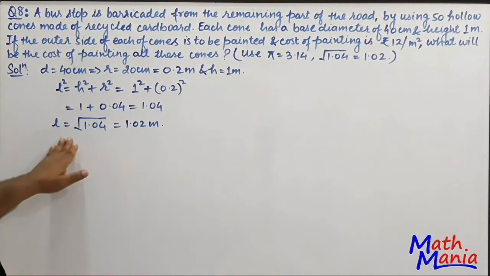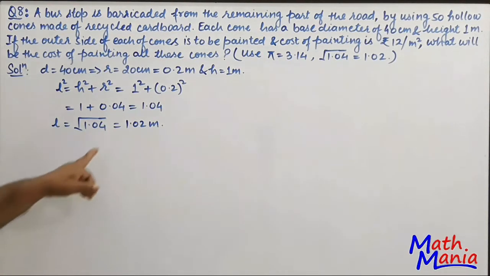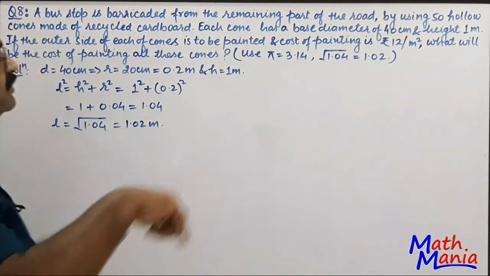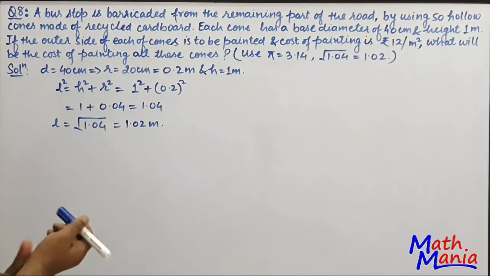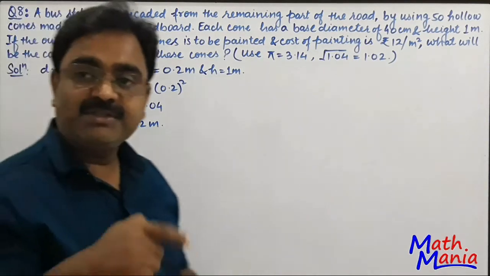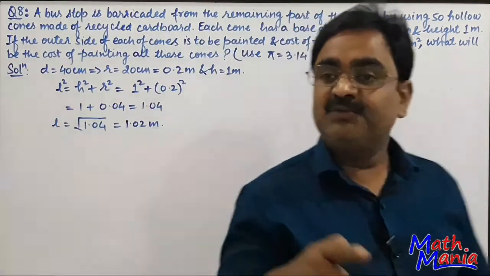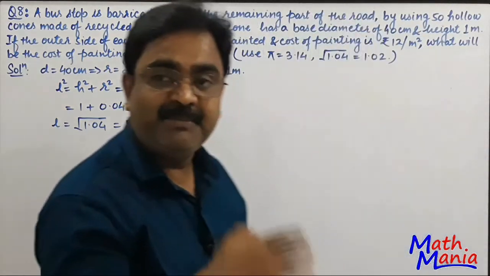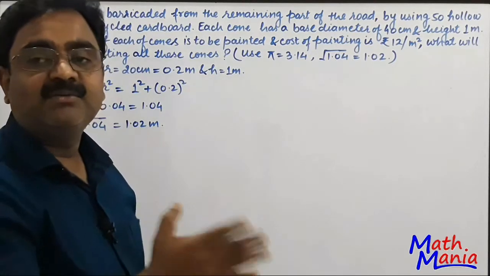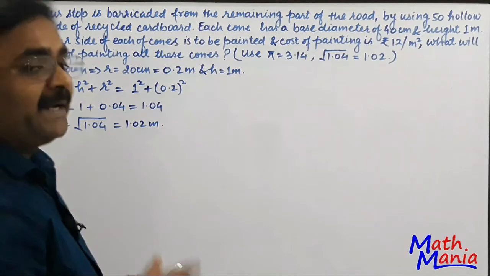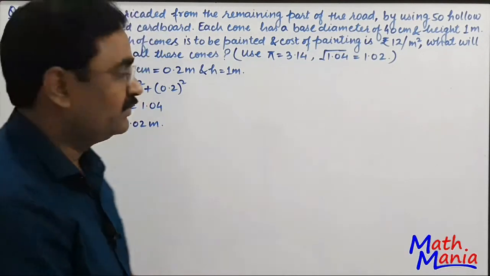So now, as slant height is 1.02 meter, we need to find the curved surface area of one cone. Why are we finding the curved surface? Because this curved surface is going to be painted. There are 50 cones with which the road is barricaded, so first of all we need to find the painting area, that is the curved surface area of the cone.